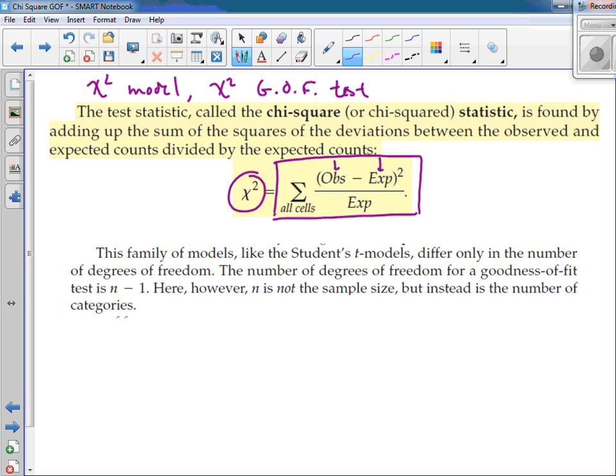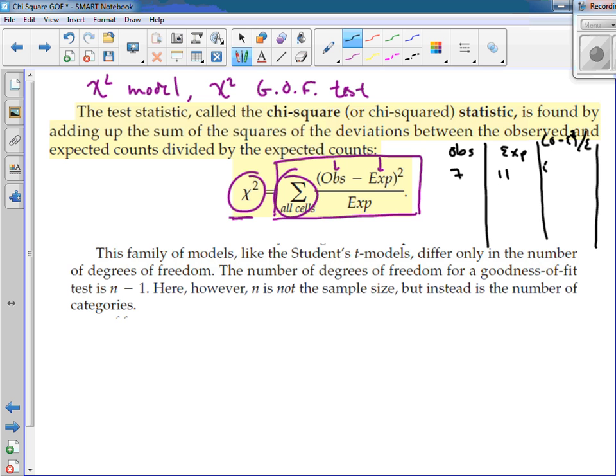We're going to do that for each individual row of our table and then add them all together to get chi-square. So you're going to have a table with a column of observed values, maybe 7 observed here, a column for expected values, maybe you expect to get 11, and then our last column is going to be observed minus expected, squared, divided by expected. So I'm going to take 7 minus 11, squared, and divide by 11. Once we get all of these values for every single row, we add them all together at the bottom, and that's going to be our chi-square.